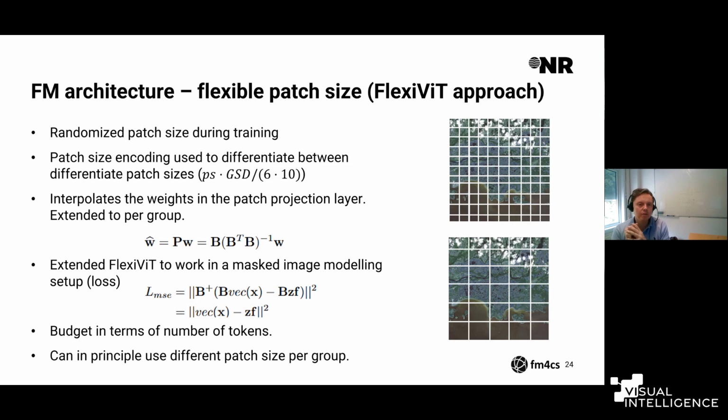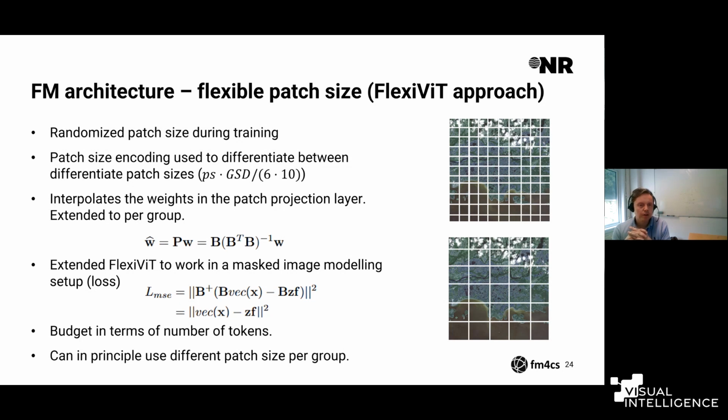And here we just interpolate that, and that is the approach they took in the FlexiViT approach. Interpolate the weights so that when we reproject the patch, we have different weights for each patch size, so to speak. This is done by simple interpolation.